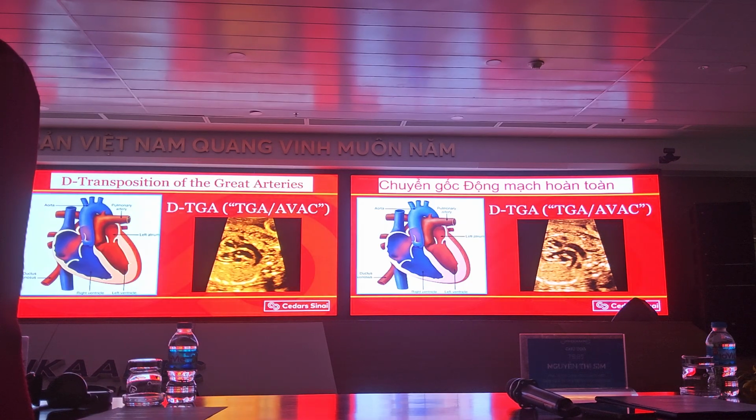D-transposition means that that's the only abnormality, that you have atrioventricular concordance. It just means that the right atrium connects to the right ventricle as it should, the left atrium to the left ventricle as it should. So D-transposition just means it's isolated transposition without an abnormality of how the atria connect to the ventricles. And this is an example of the way transposition looks. The left ventricle gives off the pulmonary artery and the right ventricle gives off the aorta.